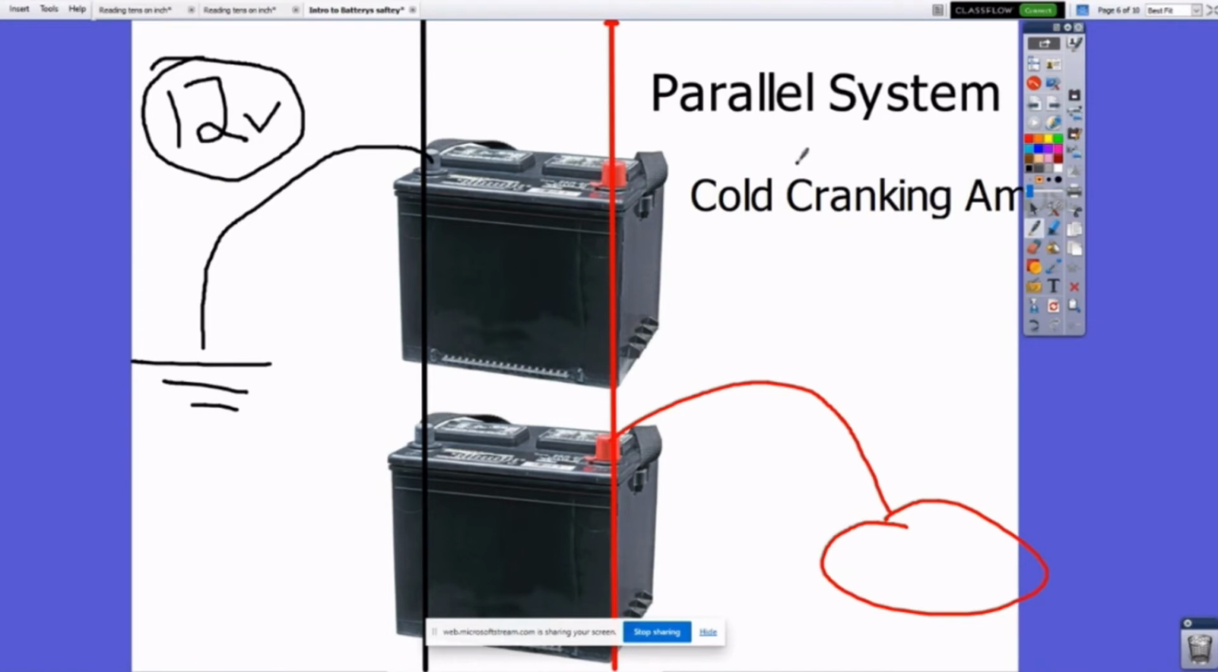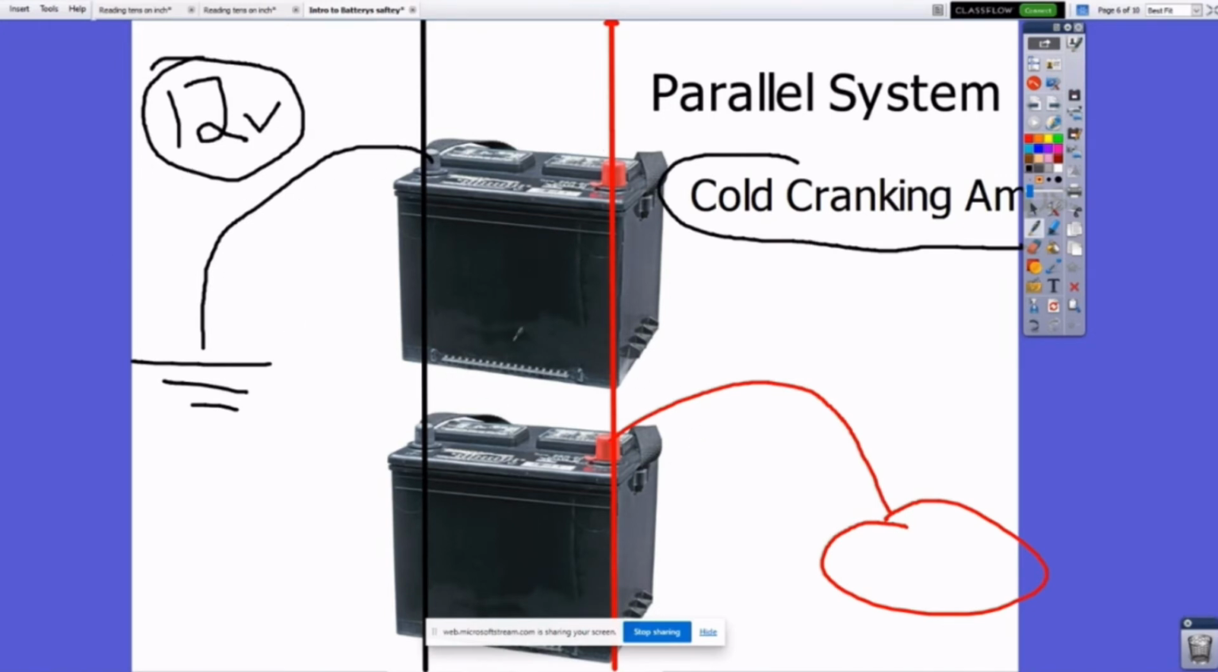What it does do is it increases the cold cranking amps. It doubles the cold cranking amps. So it gives you more cranking power. That's why with heavy equipment, a lot of times you have 2, maybe even 4 batteries in the system hooked up in parallel. Positives all hooked together, the negatives all hooked together.